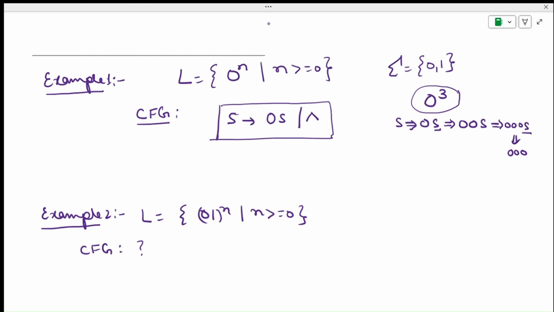Now suppose we have the next example. L is (01) raised to the power n. That is, we have a language made up of the string null, because n equal to 0 is allowed, then 01, then the string 0101, or the string 010101, and so on. Now we need to write a context-free grammar for this language.